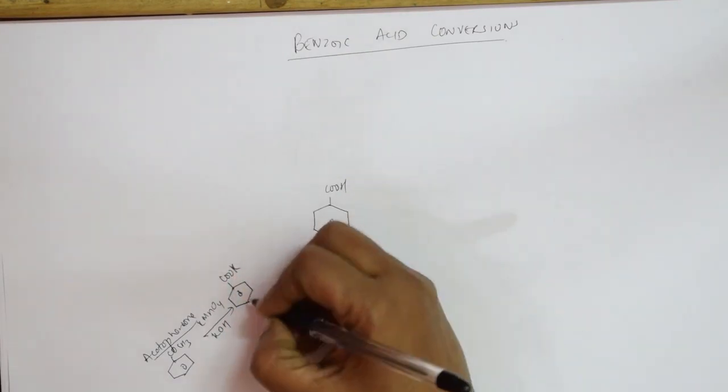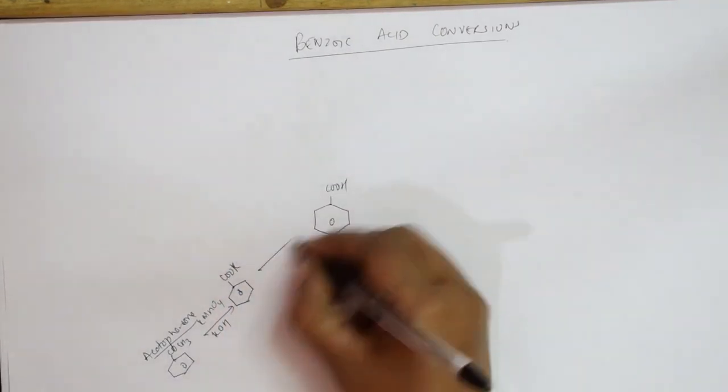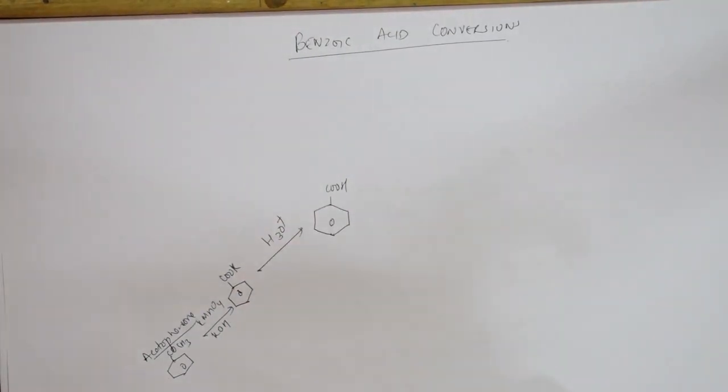To this COOK, now this is almost ready. I need to take out this potassium, so I'm going to introduce H3O+. That's it. I've got the first one.